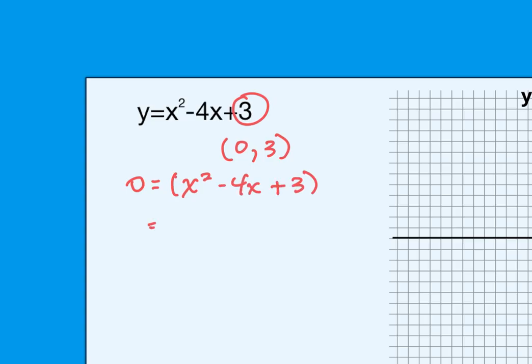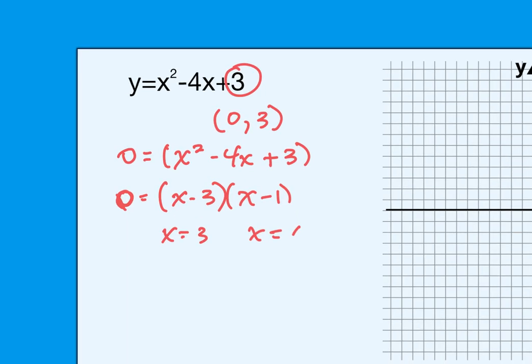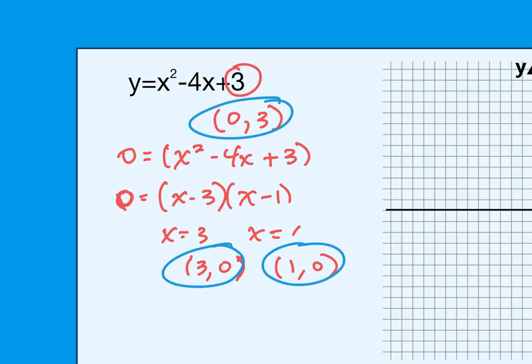Okay? That means that we can factor, right? X minus 3, x minus 1. The factors of 3 that add up to 4. Okay, that means that when it's 0, we're going to have x equal to 3, x equal to 1. So we have 2 more points here, right? We have 3, 0, and we have 1, 0. So look at the points we already have. We already have 1, 2, 3 points.